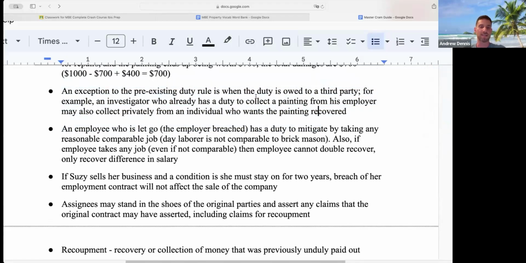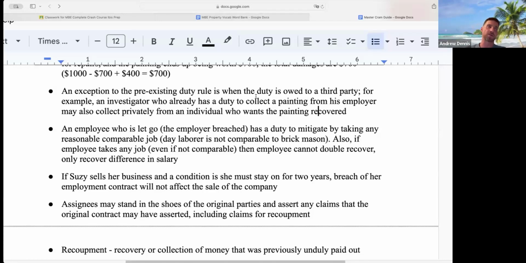For example, an investigator who already has a duty to collect a painting from his employer may also collect privately from an individual who wants the painting recovered. So that fact pattern is an investigator looking to solve a mystery, and the person who is interested in the mystery, it's their piece of art, says, hey, if you find the art, I'll give you $1,000. That private investigator can get paid via his contract, and he can get paid via the agreement with a third party, because even though there's a pre-existing duty, that's one of the exceptions.